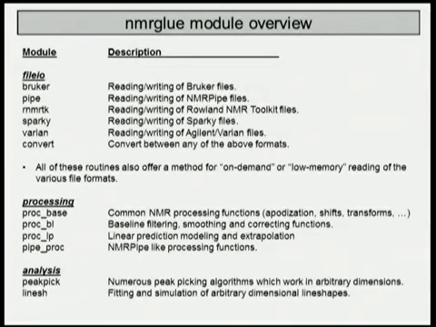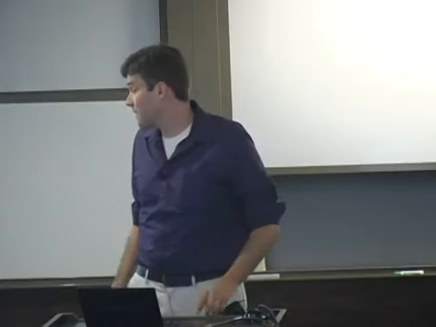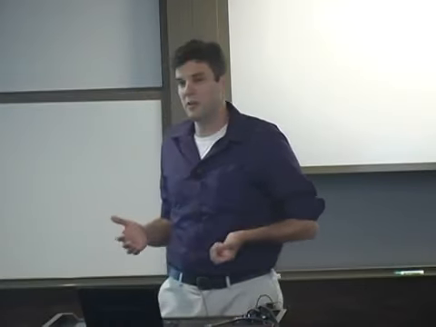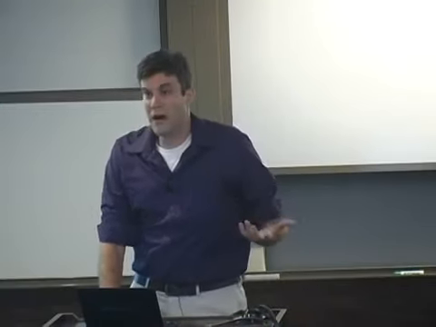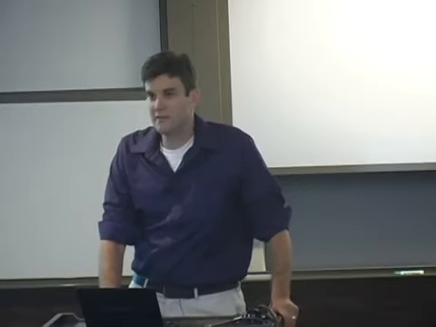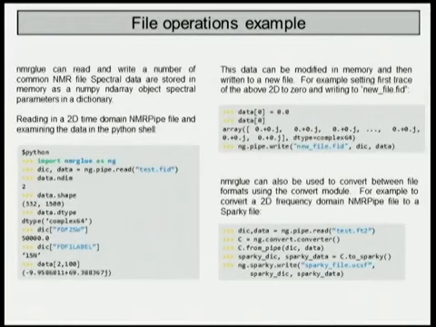We also include processing functions, so you have your common NMR functions, some baseline correction, linear prediction, and I also include functions that look a lot like the most common processing software package, NMRPipe. We include some analysis functions, so you can do peak picking and some line shape fitting and simulation. So with that, I'd like to give some examples of how I've used NMR Glue and how I can envision other people using it. The first one is just reading data and modifying it slightly.